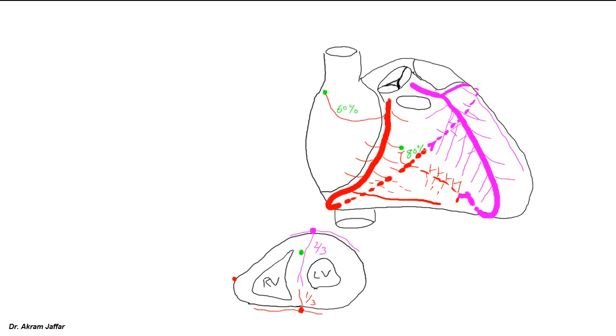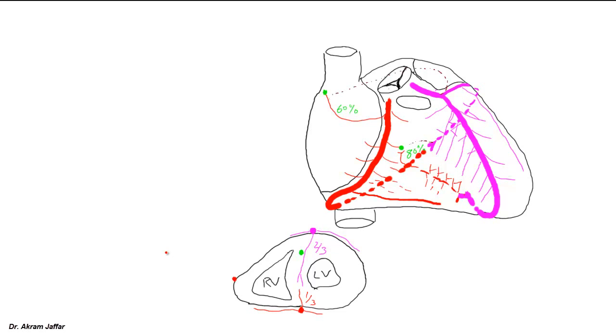80% of the cases. In about 40% of the cases, the SA node receives an SA nodal branch that is derived from the left coronary artery, and in about 20% of the cases, the AV node is supplied by a branch from the left coronary artery, from the circumflex of the left coronary artery.